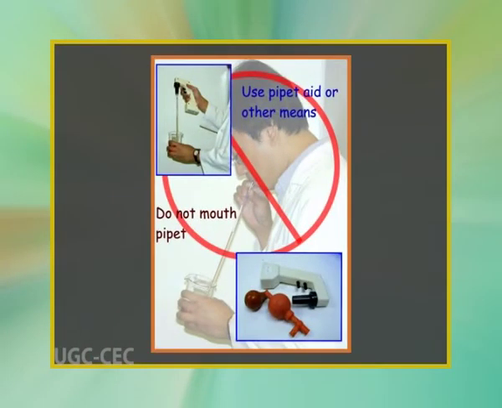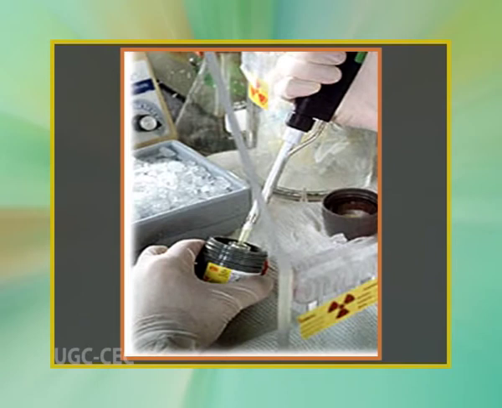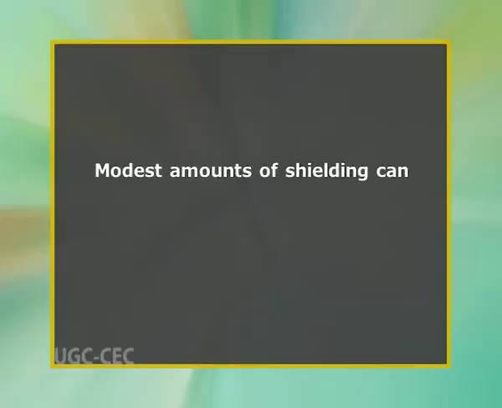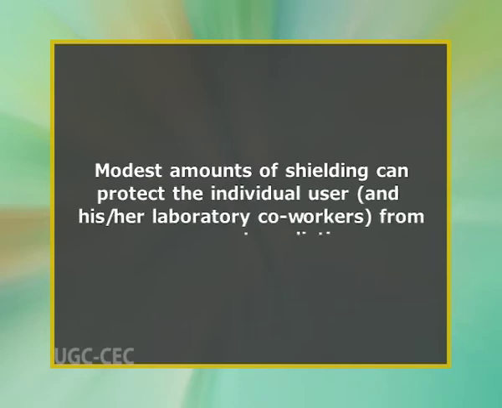Number 6. When transferring radioactive liquids, never pipette or perform any similar operation by mouth. Most micropipettes are or can be equipped with automatic tip ejectors. These should be used to remove radioactive tips. Number 7. Modest amounts of shielding can go a long way in protecting the individual user and his or her laboratory co-workers from exposure to radiation.